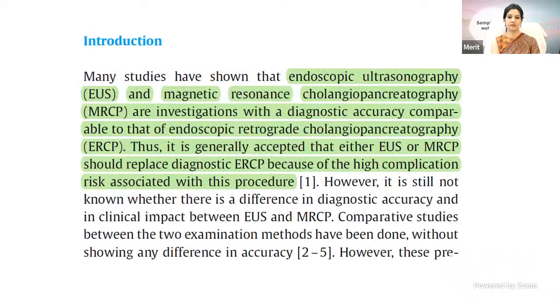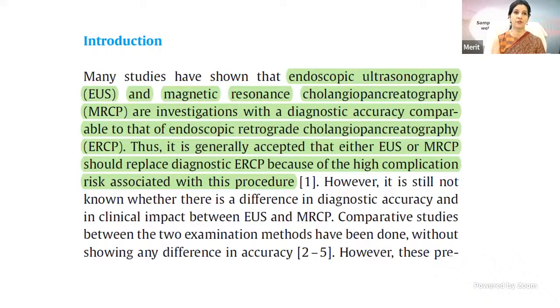In this case, we have taken this from the study that many studies have shown that endoscopic ultrasonography and magnetic resonance cholangiopancreatography are investigations with a diagnostic accuracy comparable to that of endoscopic retrograde cholangiopancreatography, which is known as ERCP. Thus, it is generally accepted that either EUS, which is the endoscopic ultrasonography, or MRCP should replace diagnostic ERCP because of the high complication risk associated with the procedure.